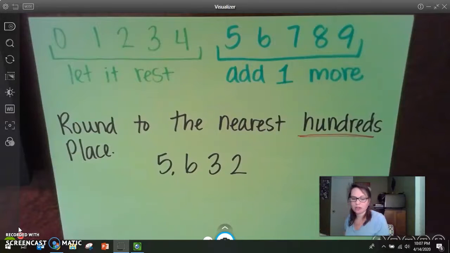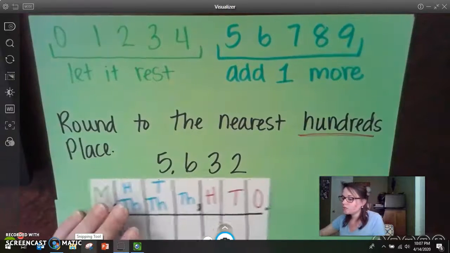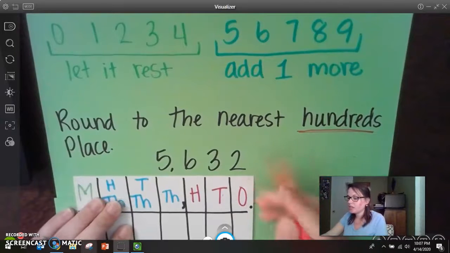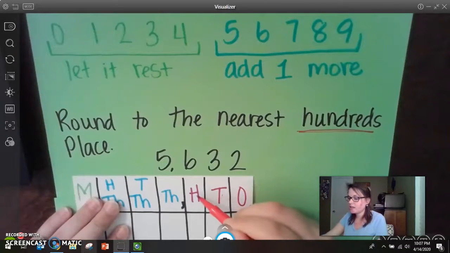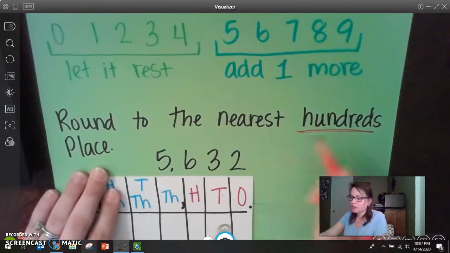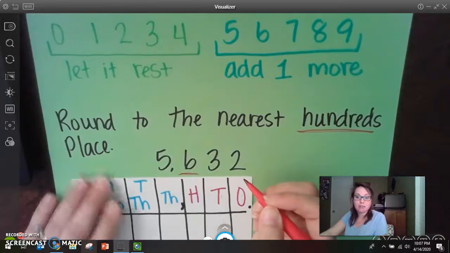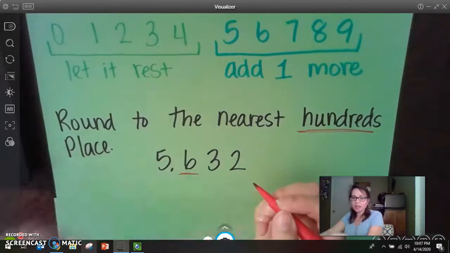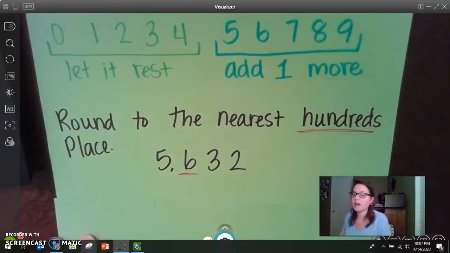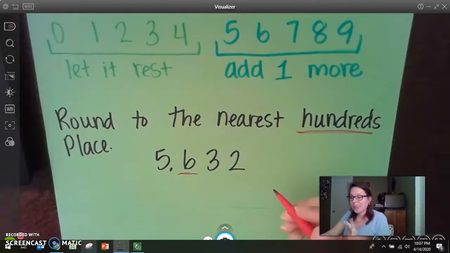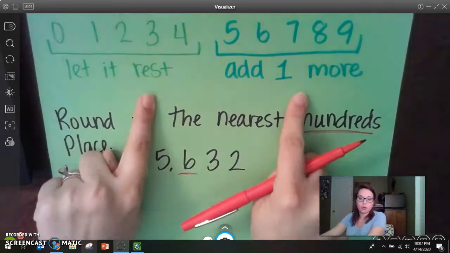So my very first number here is 5,632. I'm going to use my place value cheat sheet and try to figure out where my hundreds is. So I know I have ones, tens, hundreds, thousands, but I want the hundreds. So I'm going to see that here's my H. I'm going to underline my hundreds place. And that helps me know what the last digit is that I'm going to keep. So from here, I need to know, is that 6 going to be resting, or is it going to have one more added to it?